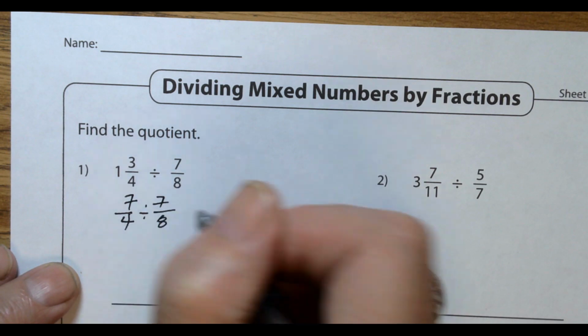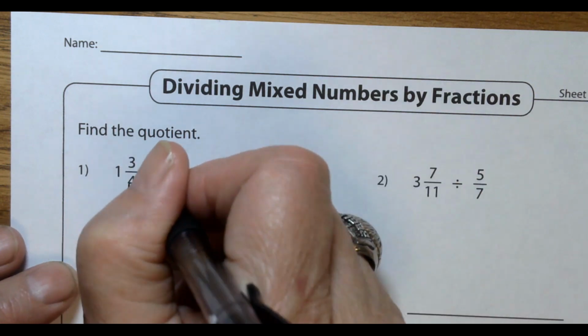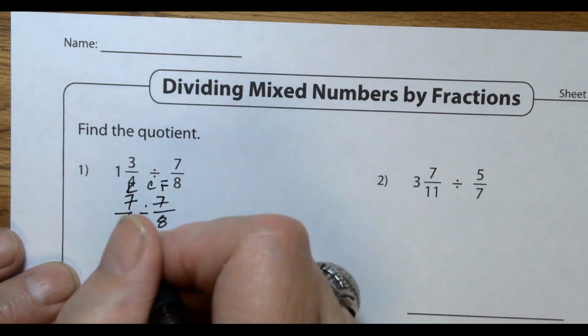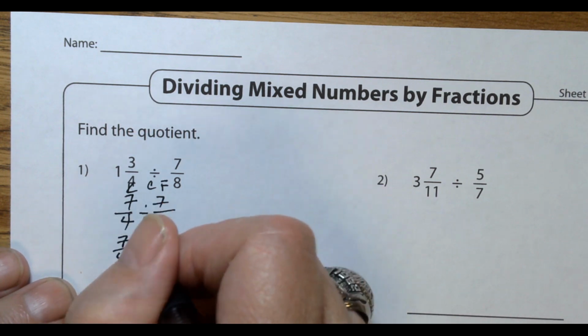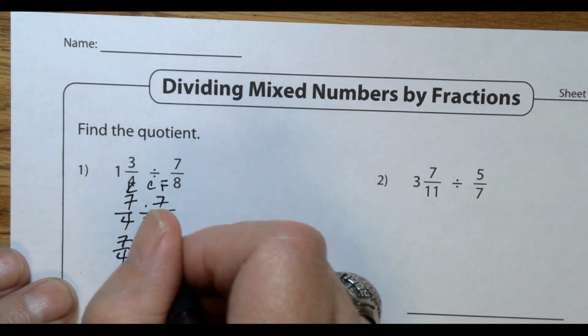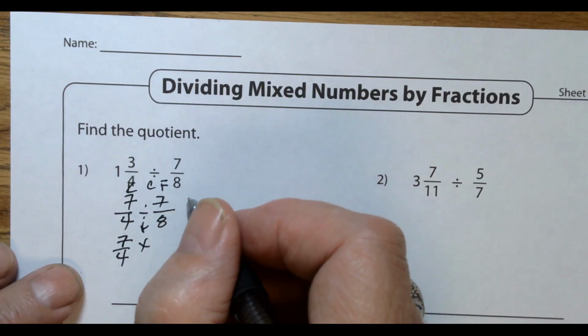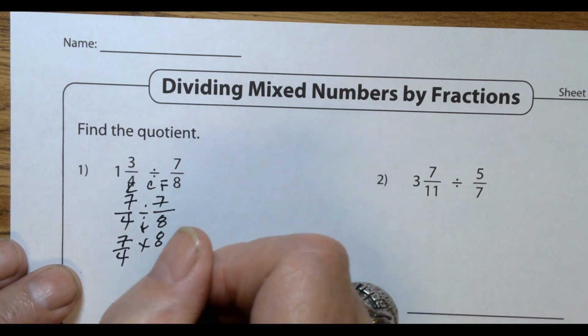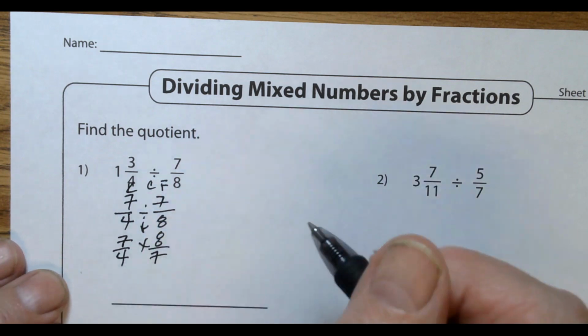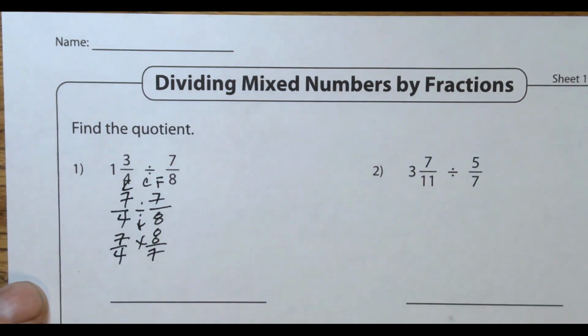Okay, so now I'm going to do my keep, change, flip. I'm going to rewrite. I'm going to keep this as 7/4. I'm going to change this to multiplication, and I'm going to flip this. So I'm going to put 8 on top, and I'm going to put 7 on the bottom. Okay, so now I'm going to see if I can cross cancel.